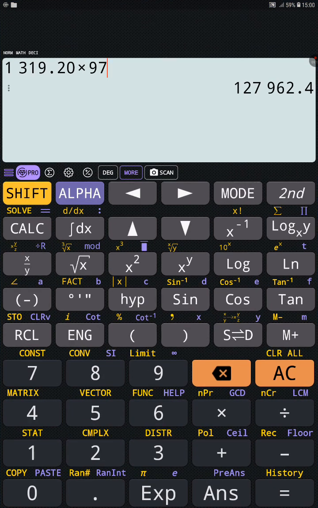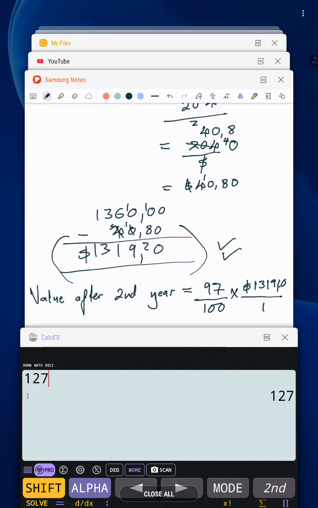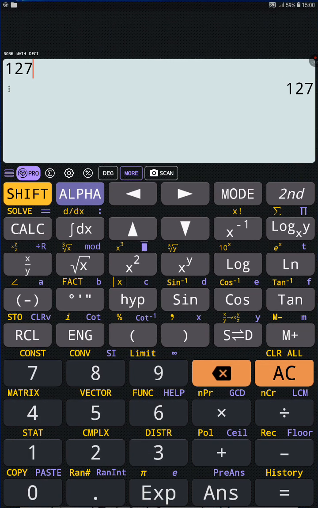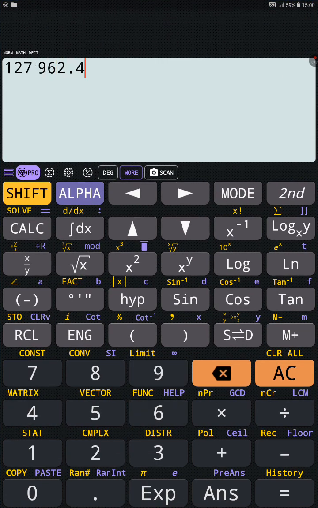So we are going to use this value, and then we divide it. Okay, so let me just rewrite that value: $127,962.40. Divided by 100, you get your value.